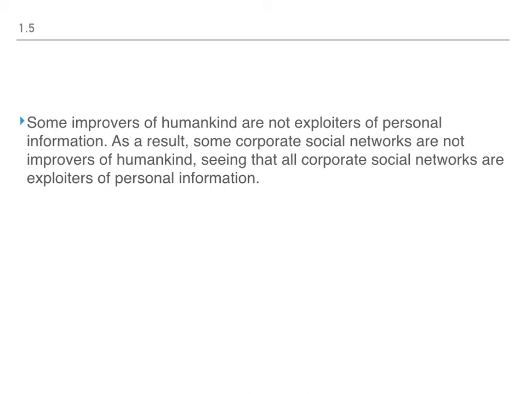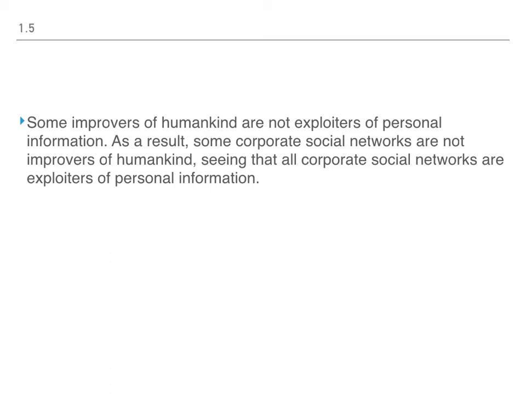Okay, so let's go ahead now and take one last example of a categorical syllogism before switching to hypothetical syllogisms. Okay, so we have: some improvers of humankind are not exploiters of personal information. As a result, some corporate social networks are not improvers of humankind, seeing that all corporate social networks are exploiters of personal information.